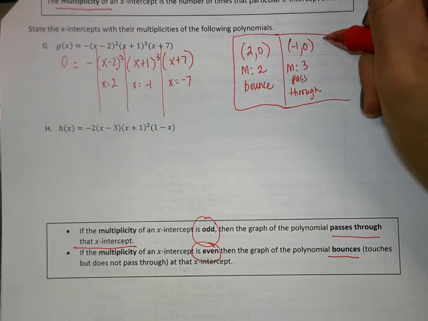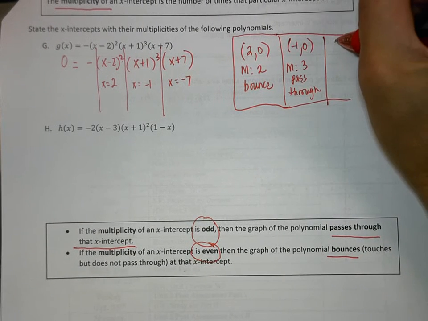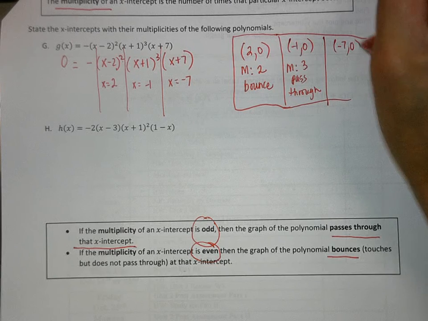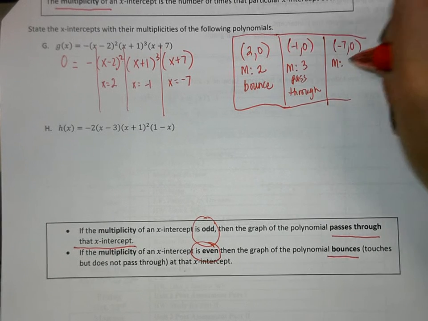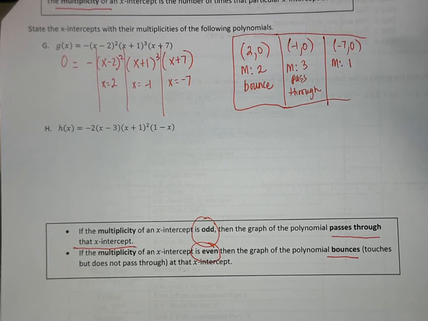Okay, and then my last x-intercept is at -7, 0. That one has a multiplicity of what? 1. And since that is odd, it's going to pass through.